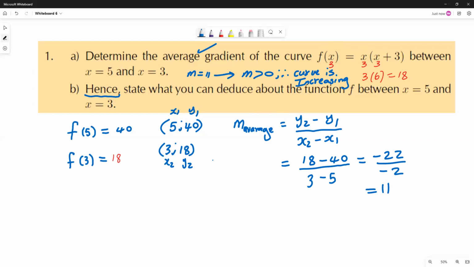And that's it, ladies and gents. I'm sure you are realizing that the concept of average gradient is just the normal gradient.